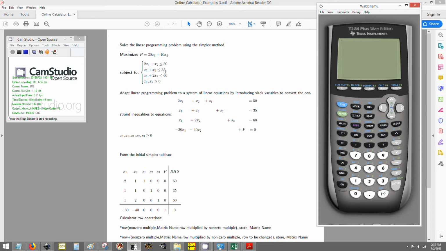x1 plus x2 is less than or equal to 35. x1 plus 2x2 is less than or equal to 60. x1 and x2 are greater than or equal to 0, meaning they're positive because we are talking about probably some kind of profit or something.